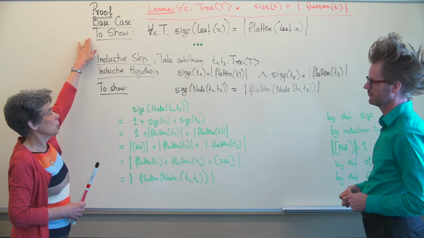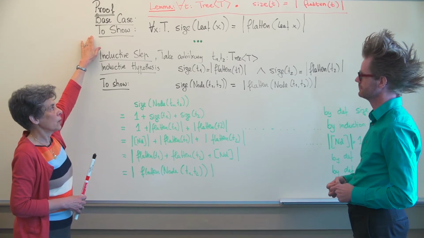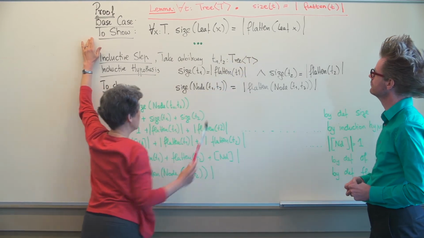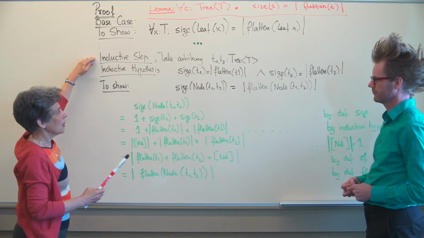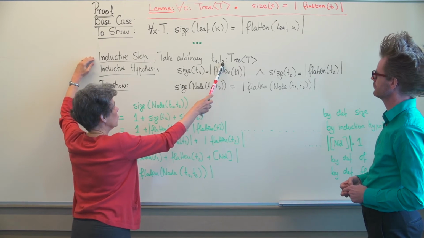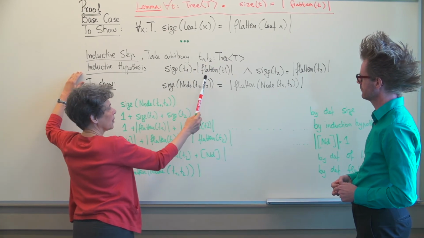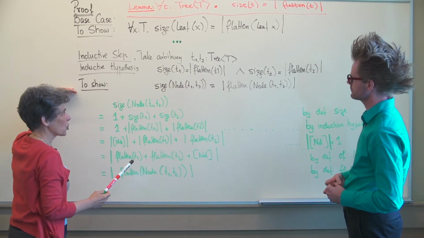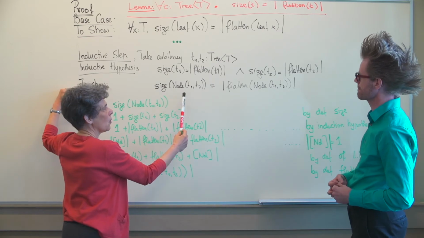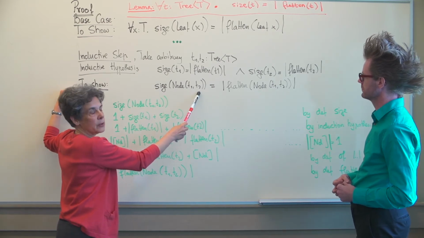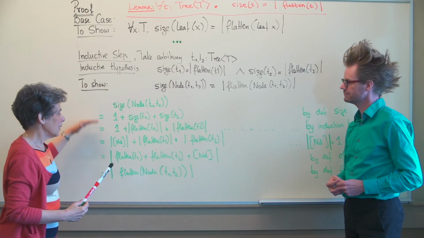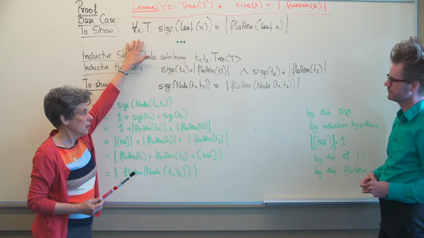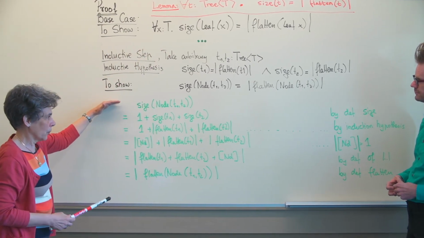In the base case, we need to show that the lemma holds for the case where the tree is just a leaf. And here I have written what we need to show. And in the inductive step, we will take arbitrary trees T1 and T2. In the hypothesis, we assume that the property holds for T1 and that it holds for T2. And what we have to show is that the property holds for a tree that consists of these two subtrees. And in green, I have written how the proof goes. So the proof for the base case, I did not write it down. And I have written the proof for the inductive step.